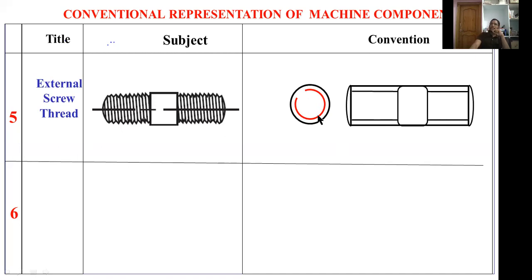You have to draw this incomplete circle inside of the circle. This incomplete circle shows an external screw thread. This is the conventional representation of an external screw thread. There is no need to draw all these thread lines. This is the best and easiest way to represent threads.